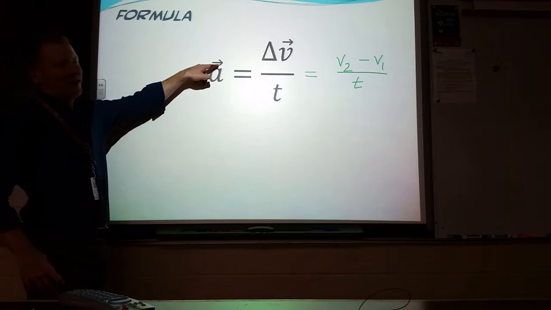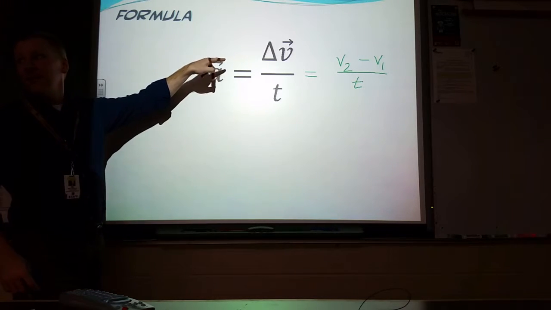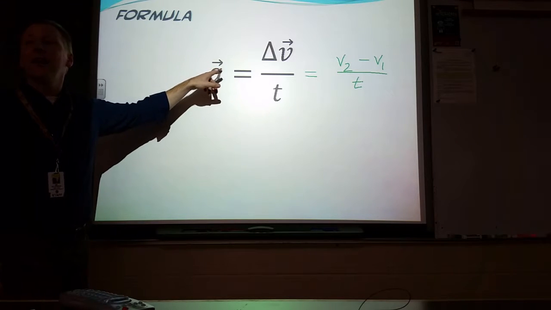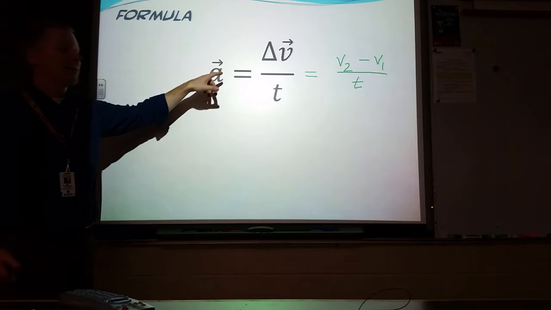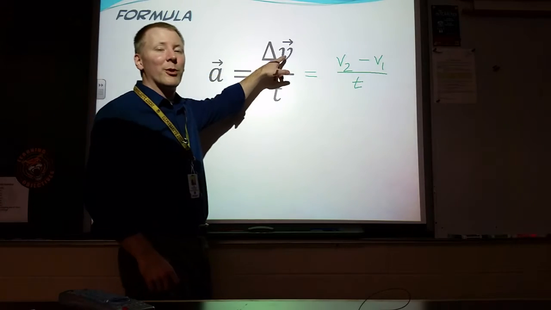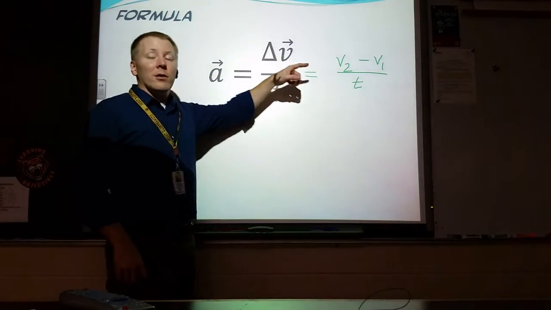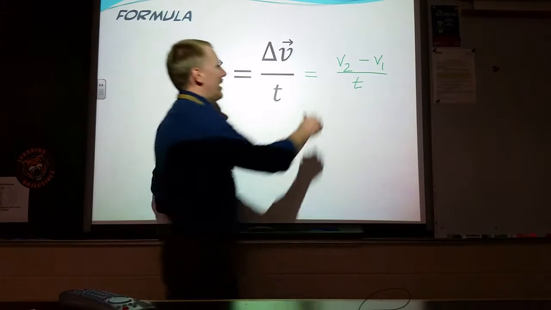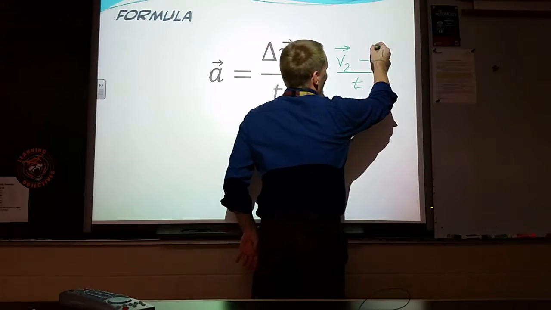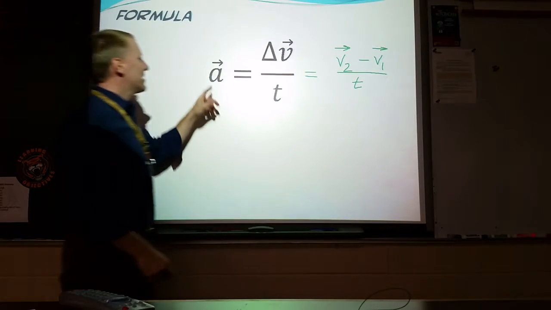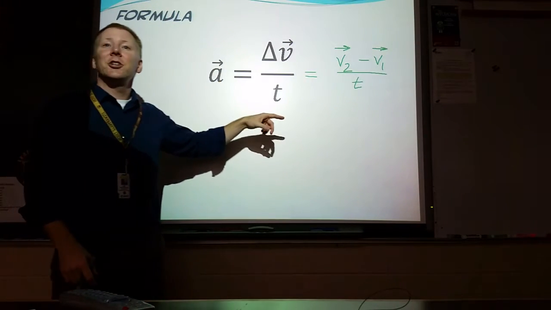What do these little arrows mean? Direction. What kind of values are they? Vectors. Yes, so acceleration and velocity are both vectors. That means direction's important. The direction of velocity is the direction something is moving. Acceleration is the direction it's changing.